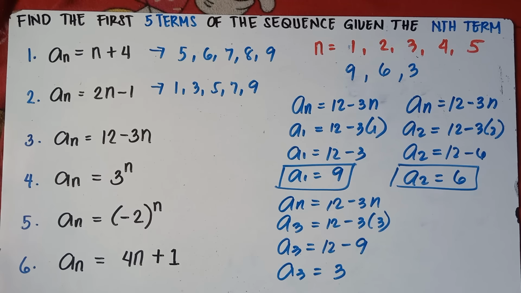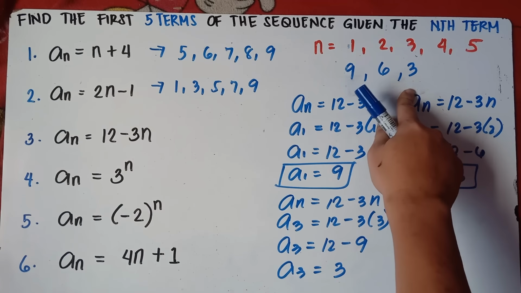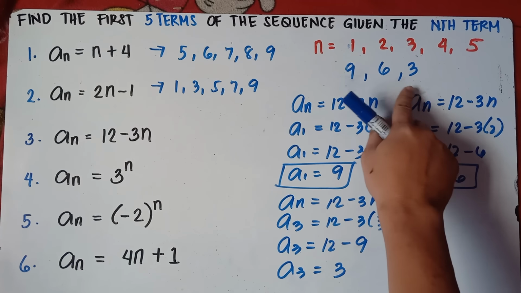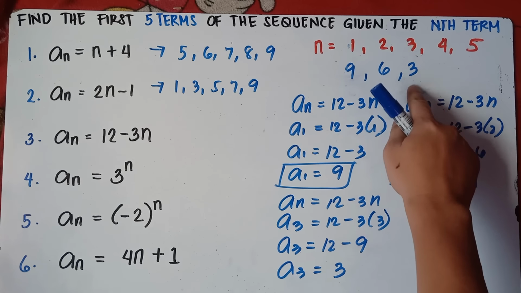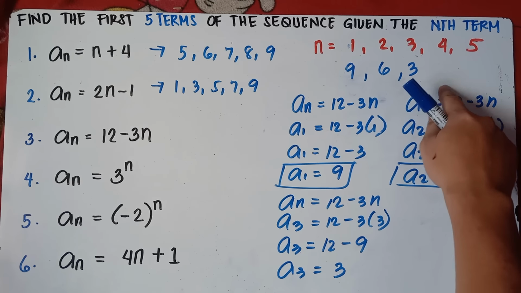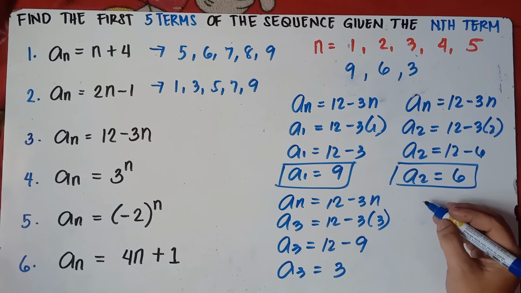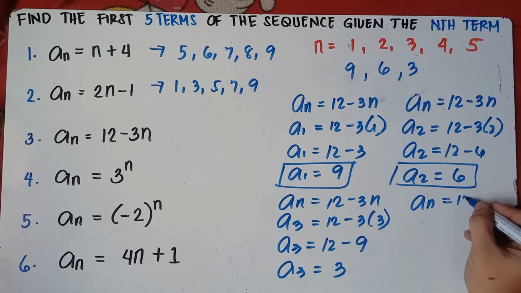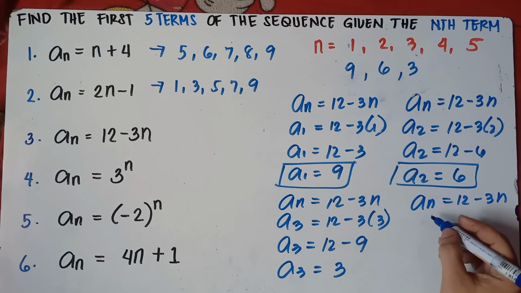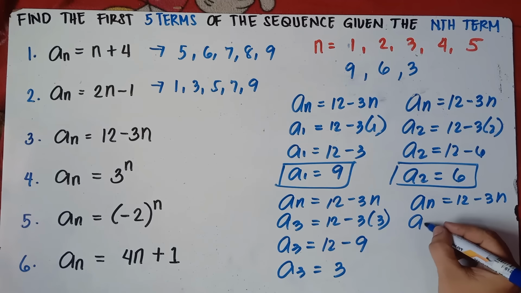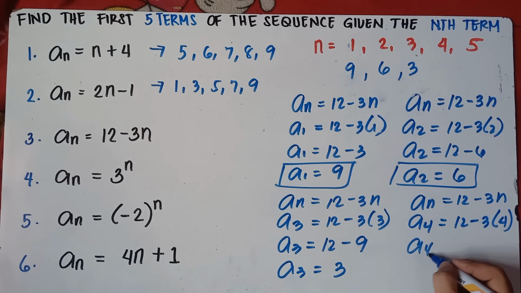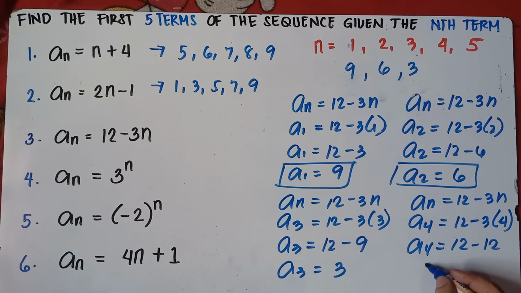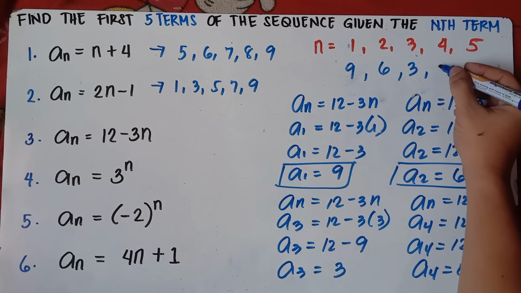Alright, so check the pattern, class. As you can see, the numbers are decreasing by 3, so the common difference is negative 3. 9 minus 3 is 6, 6 minus 3 is 3, 3 minus 3 should be 0, and the next number should be negative 3. Let's check that using the formula a sub n equals 12 minus 3n. Substitute the value of n, which is 4. A sub 4 equals 12 minus 3 times 4. Negative 3 times 4 is negative 12. 12 minus 12, so a sub 4 equals 0.